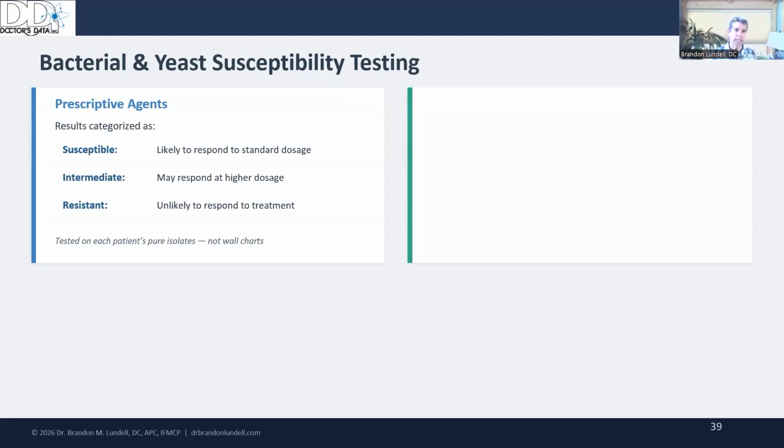And this is tested on each patient's pure isolates, not just wall charts, meaning it's not just put up as what we see to be the most common. A lot of labs use a wall chart, meaning, well, this is what we see with 80% of these samples, and so here you go. Good luck. But that doesn't mean everyone fits into that wall chart.